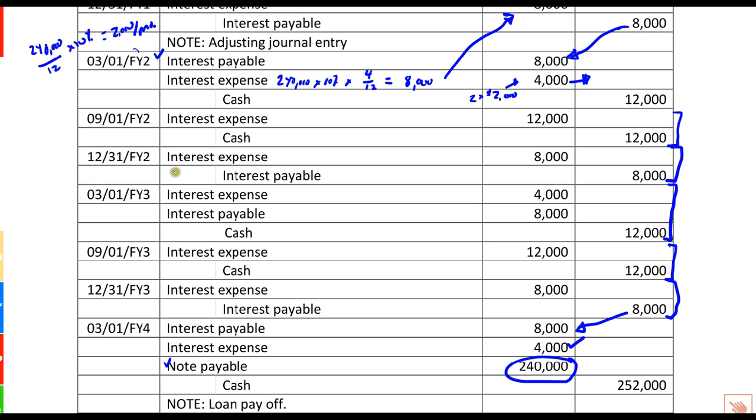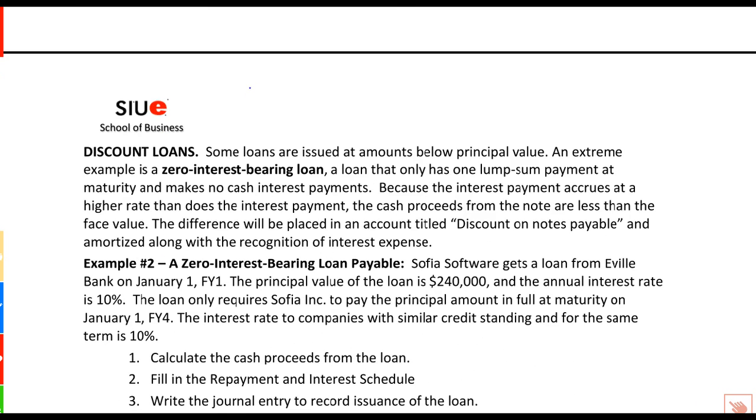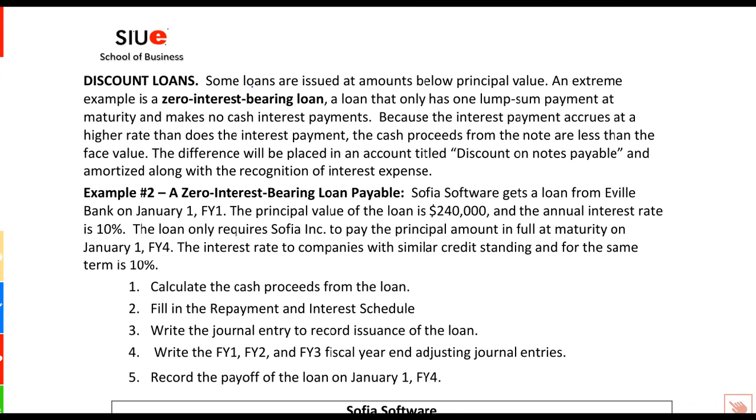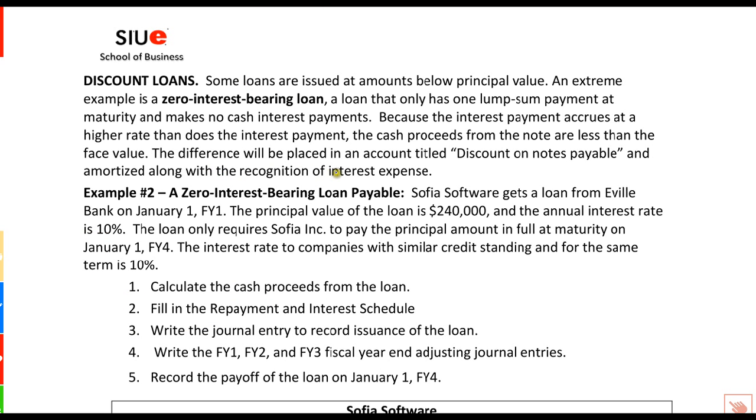So this is a loan. That's just a loan, and pretty much that's all we're going to say about that with the loans. Next, we're going to deal with discounted loans, but it's really just to transition us to bonds. So in the next video, we'll start with discount loans.